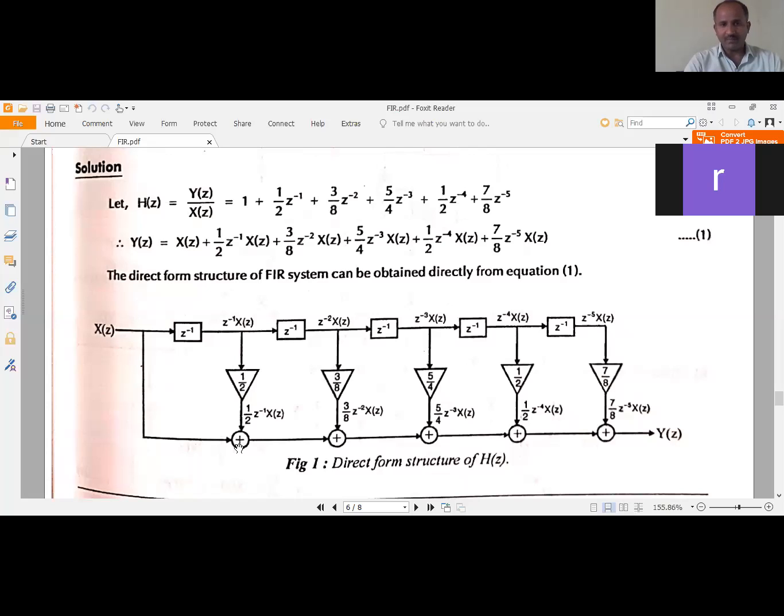So x of z is added with 1 by 2 into x of z into z power minus 1, and this is 3 by 8 into z power minus 2 into x of z, and this is 5 by 4 into z power minus 3 into x of z, and this is 1 by 2 into x of z into z power minus 4, and this is 7 by 8 into x of z into z power minus 5. So while adding all this, you will get the output y of z.